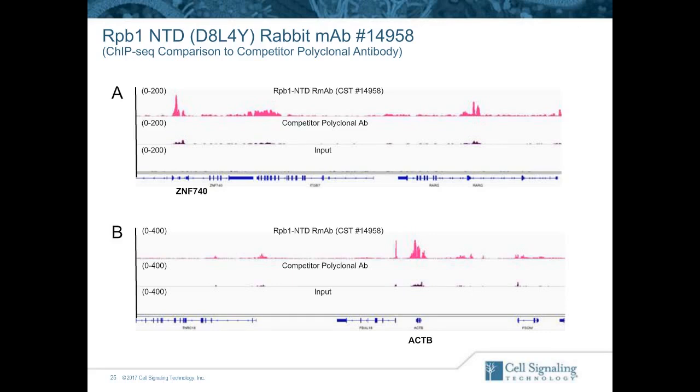And we're looking at enrichment of the ZNF740 and the beta-actin genes. And again, what we find is the rabbit monoclonal antibody is superior and actually gives higher levels of enrichment and better signal to noise than the polyclonal antibody. And as expected, you see high levels of enrichment over the promoters of these genes, and then you see lower levels across the body of these genes.